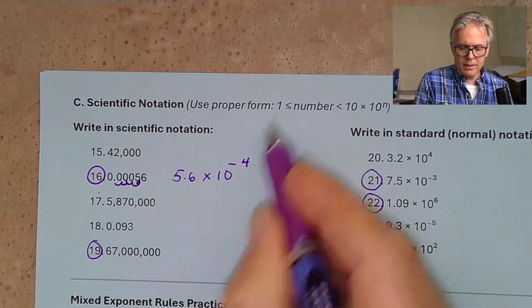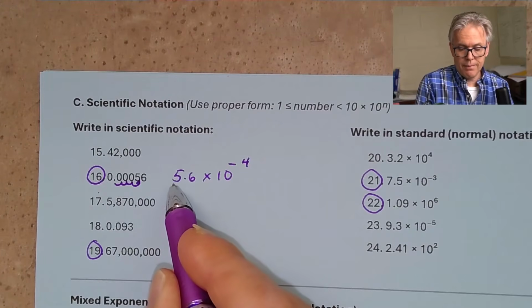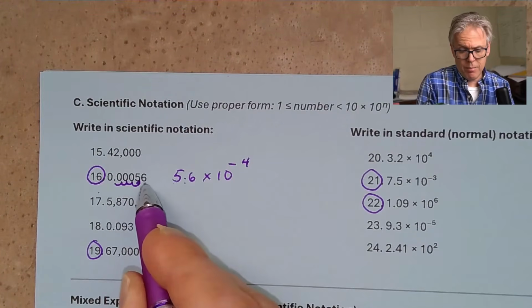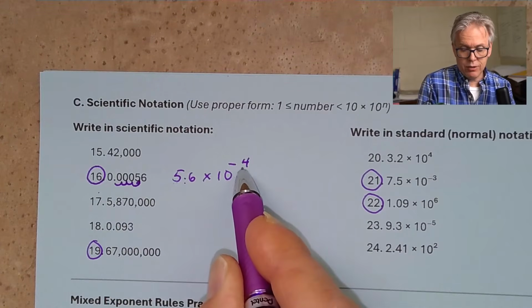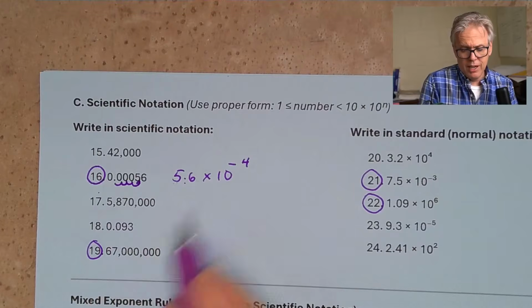And again, we always have some number between 1 through 9 here, point, however many decimals will go out, and then times 10 to the, and then whether it's positive or negative. If it's a really small number, it's negative; really big number, it's going to be positive.